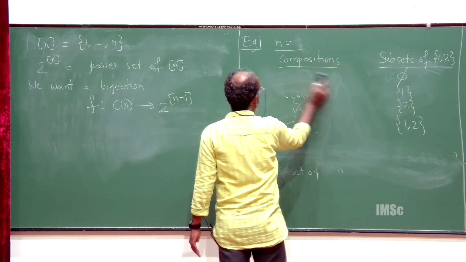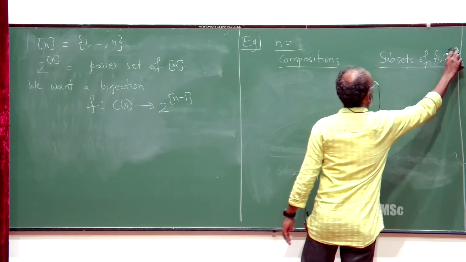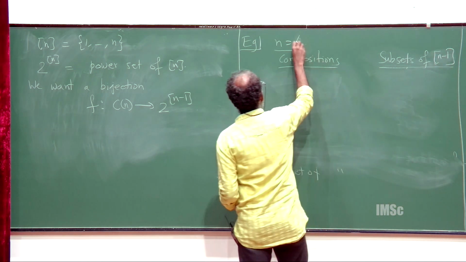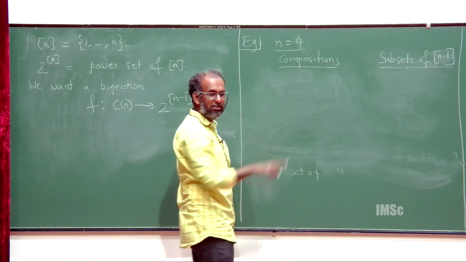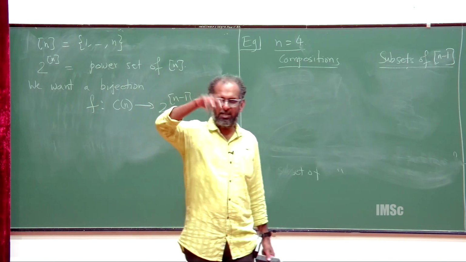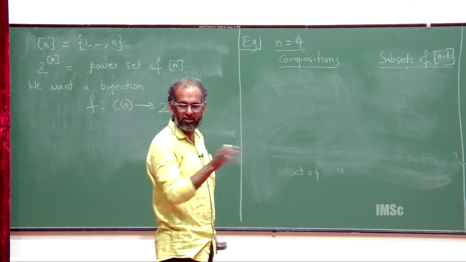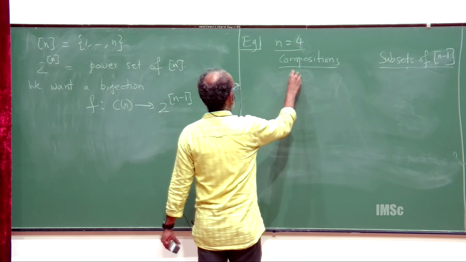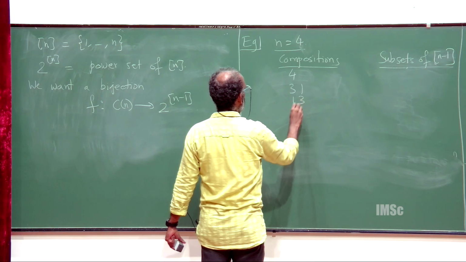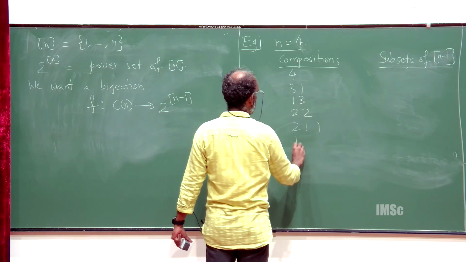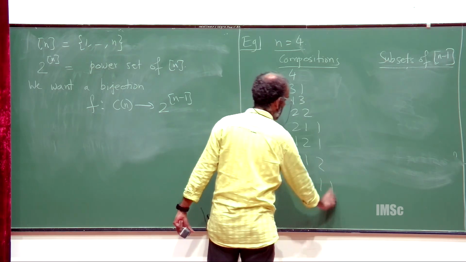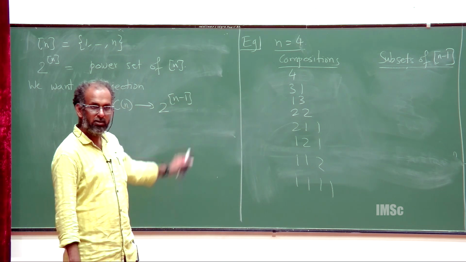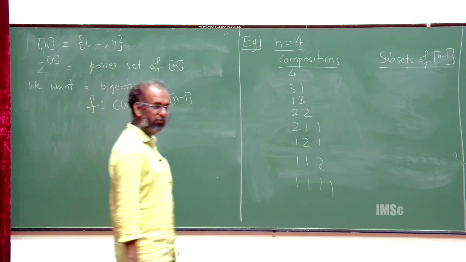So I'll do n equals 4 and subsets of box n minus 1, right? So n equals 4 now. Okay, so we already listed the compositions, so I'll just do it. I'll not put parentheses and commas and everything, because it'll be a pain to write everything in detail, but you understand what I'm talking about. So 4, 3 1, 1 3, 2 2, 2 1 1, 1 2 1, 1 1 2, 1 1 1 1, right? I've just listed everything that we talked about earlier, right? You see all the 8 compositions of 4.